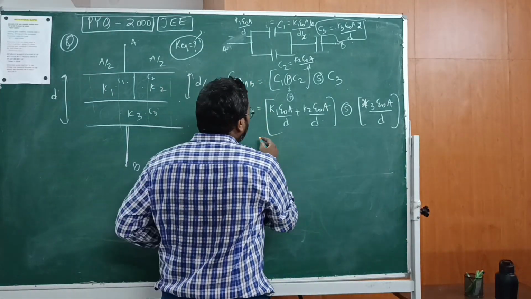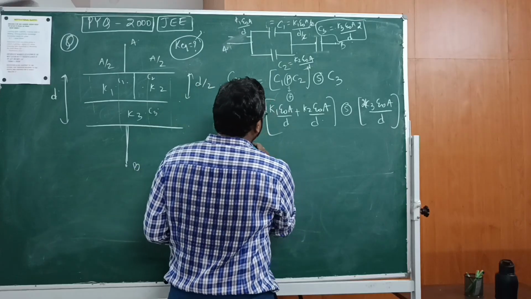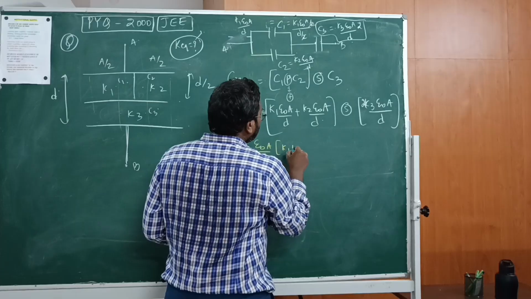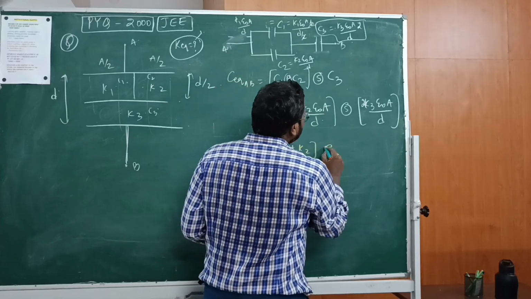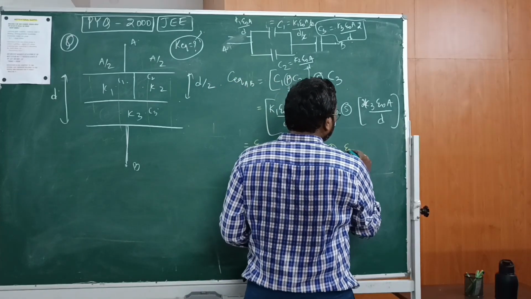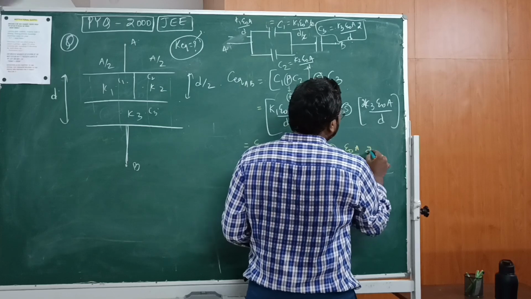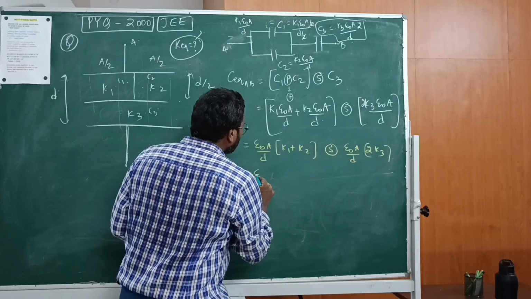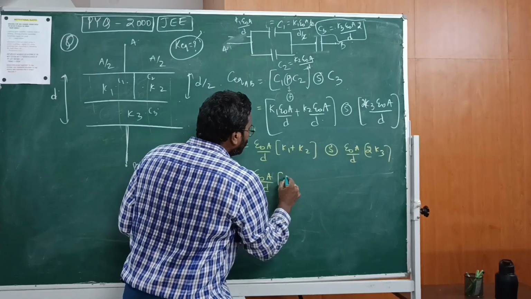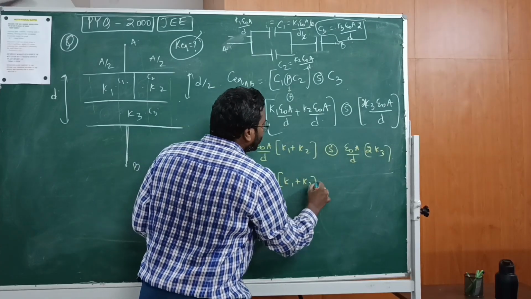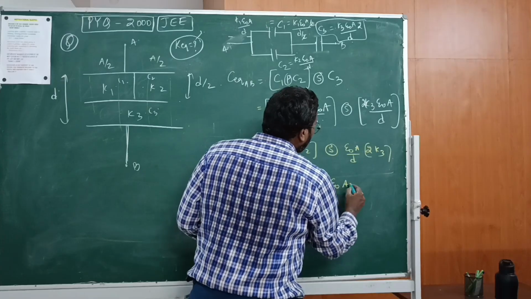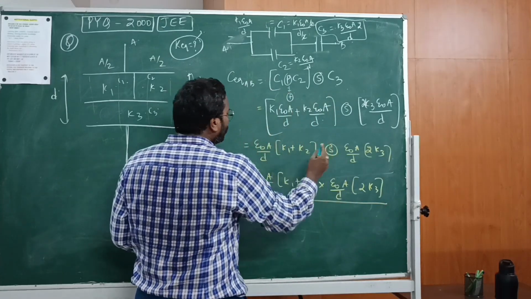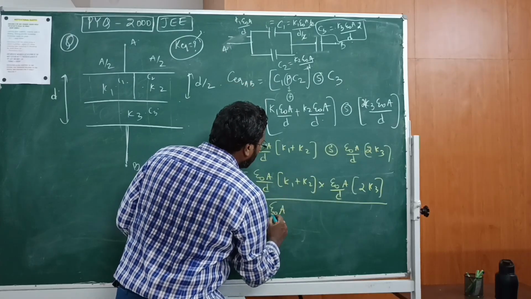So here epsilon naught A by D we can take common in all these cases. Taking epsilon naught A by D common, we get K1 plus K2 in series with 2K3. So this into this by this plus this: epsilon naught A by D into K1 plus K2, into epsilon naught A by D into 2K3, divided by the sum of these two, epsilon naught A by D.